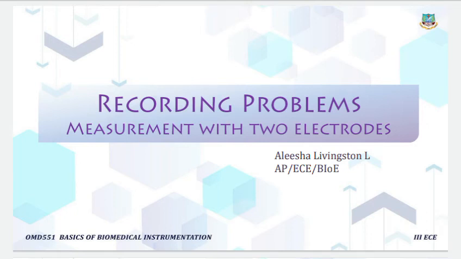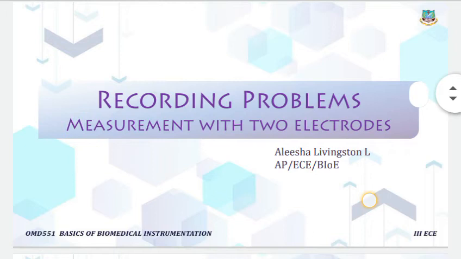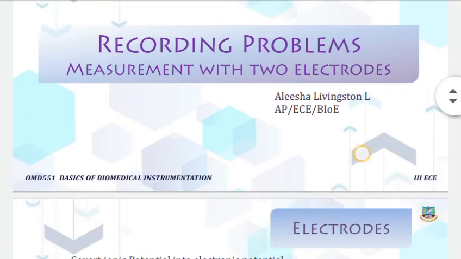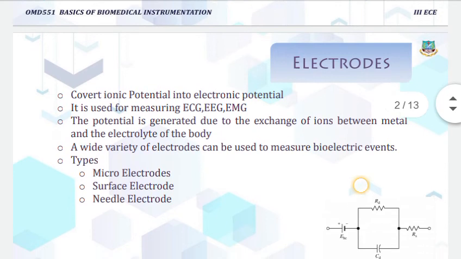Today we are going to study recording problems and measurement with two electrodes. While we are recording signals like ECG, EMG, and EEG, there will be some variation in the signals. That comes under the recording problems, and measurement with two electrodes means how we measure the signal using two electrodes. First, just an introduction.